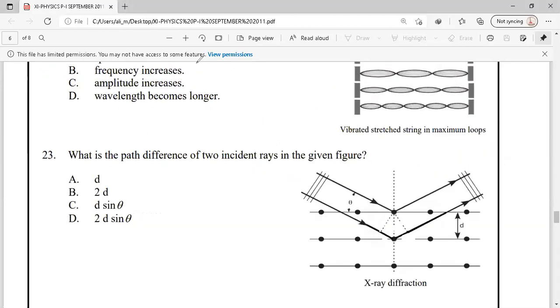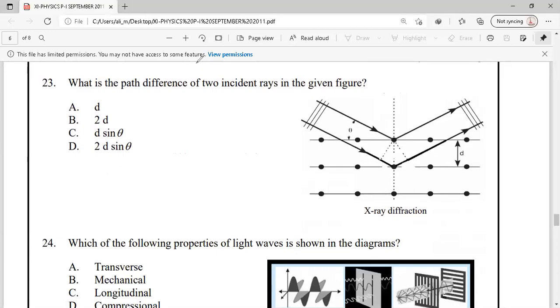Let's move to our question number 23. What is the path difference of two incident rays in the given figure? So as we can see, this is the X-ray diffraction through an X-ray crystal. So in that case, the path difference n lambda is equal to 2d sine theta. So the correct answer is option D.